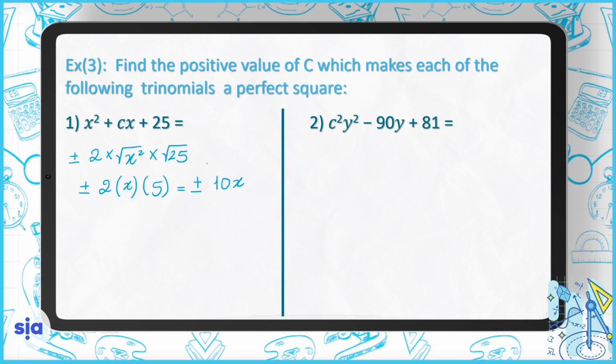But here, in the head of the question, it says find the positive value of c. The question says that c is positive, so we're going to erase the negative. So in this case, cx is 10x, so c is equal to 10.